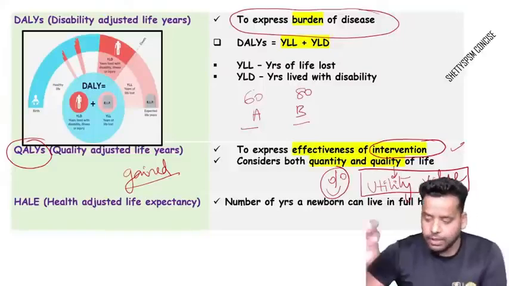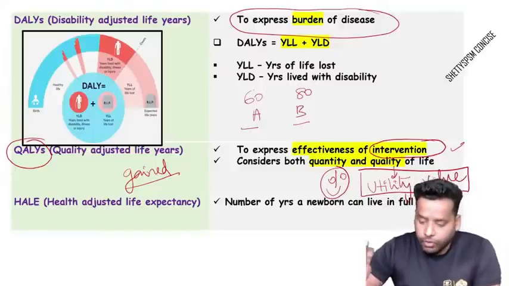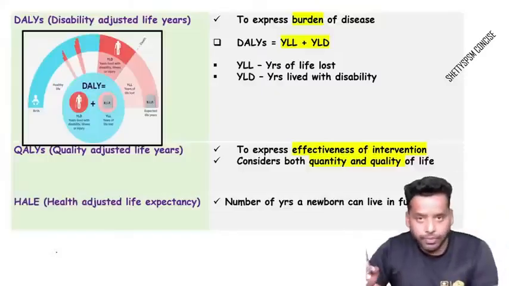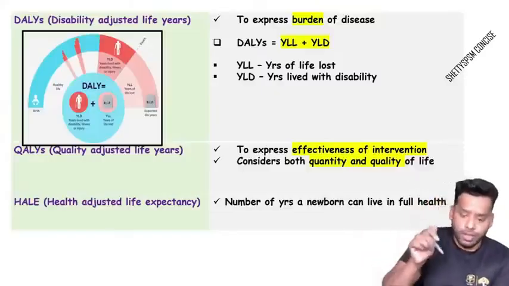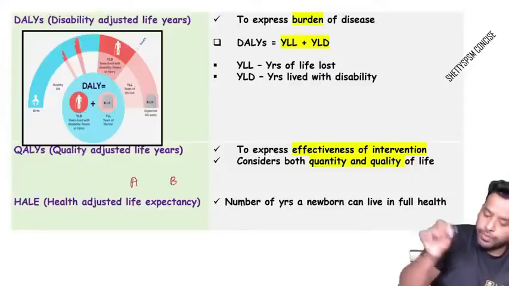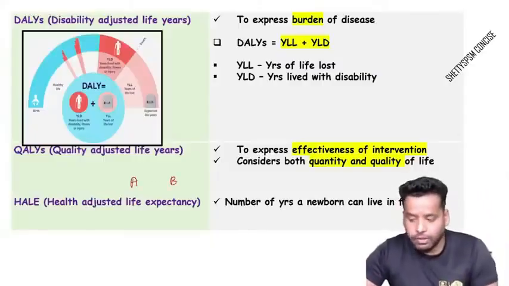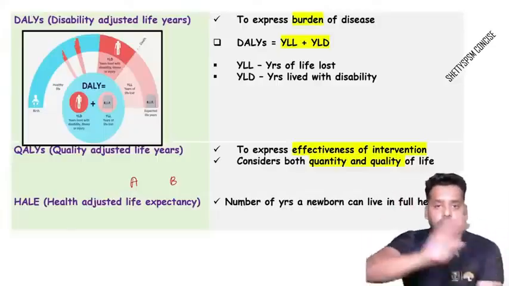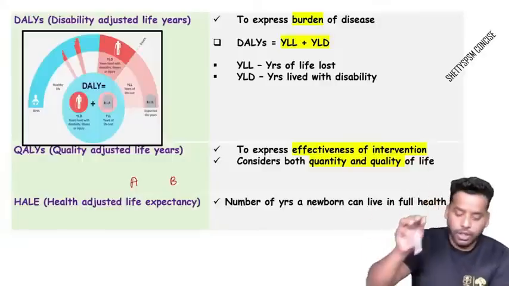True statement. Yes. For example, there are two interventions for a disease, intervention A and intervention B. Listen to the words properly. On one side I am putting intervention A, on the other side intervention B.